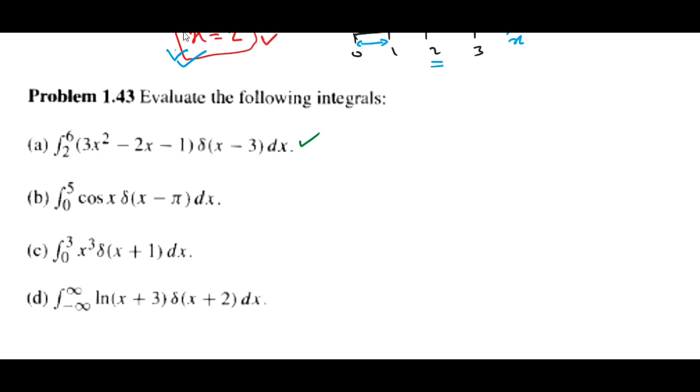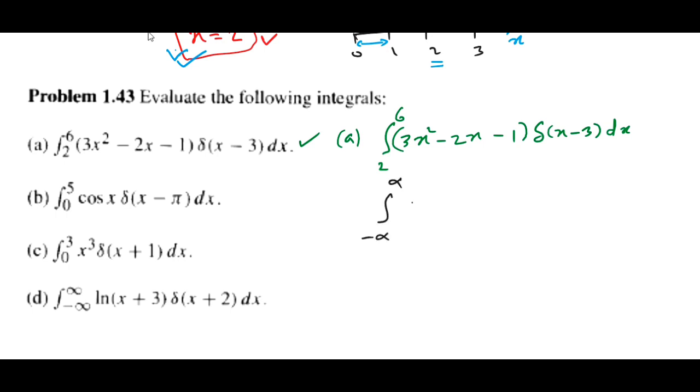Here the first question is A, that is the integration from 2 to 6 of 3x square minus 2x minus 1 into delta x minus 3 dx. Let us write our standard equation: minus infinity to infinity f of x into delta x minus a is equal to f of a. Here the function f of x is nothing but 3x square minus 2x minus 1.